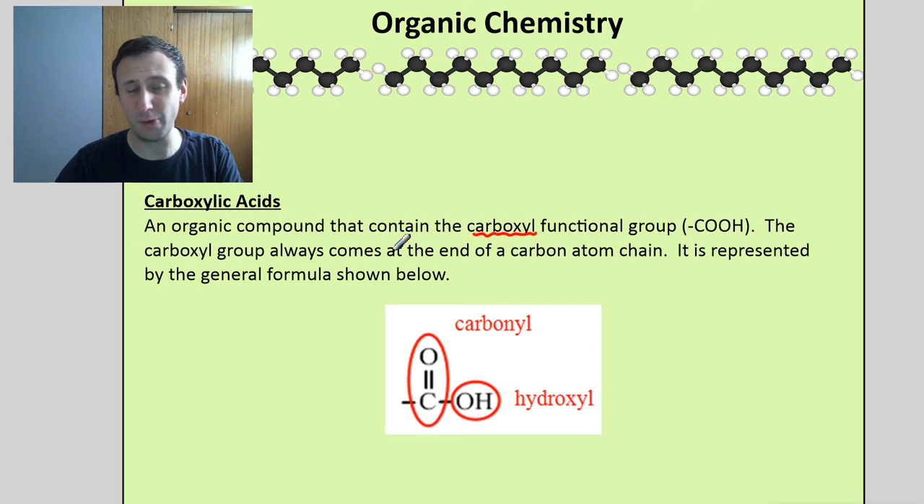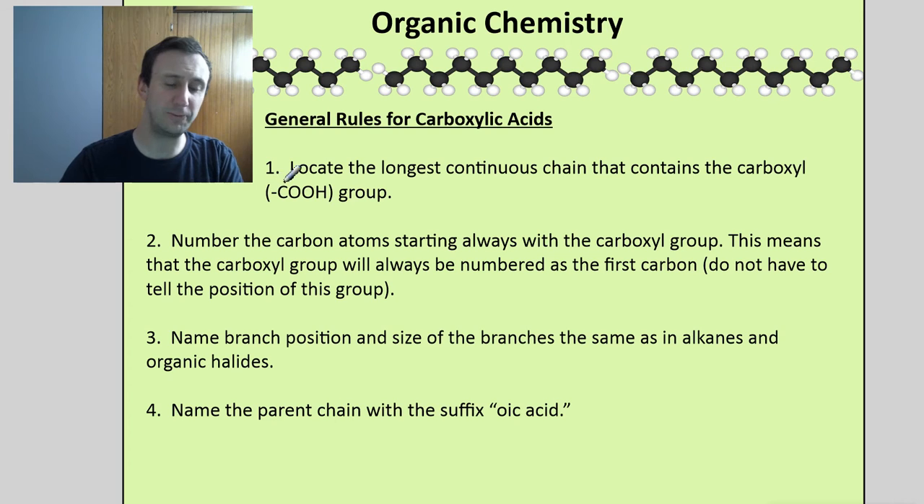Now, you actually know about carboxylic acids. For example, vinegar, ethanoic acid, is a carboxylic acid. They're really quite simple to name. All we end up doing really is naming it by putting oic acid at the end of the name. So what we do first is we locate the longest continuous chain that contains a carboxyl group. So it has to contain that carboxyl group no matter what, even if it isn't the longest chain, it's the longest chain with the carboxyl group.